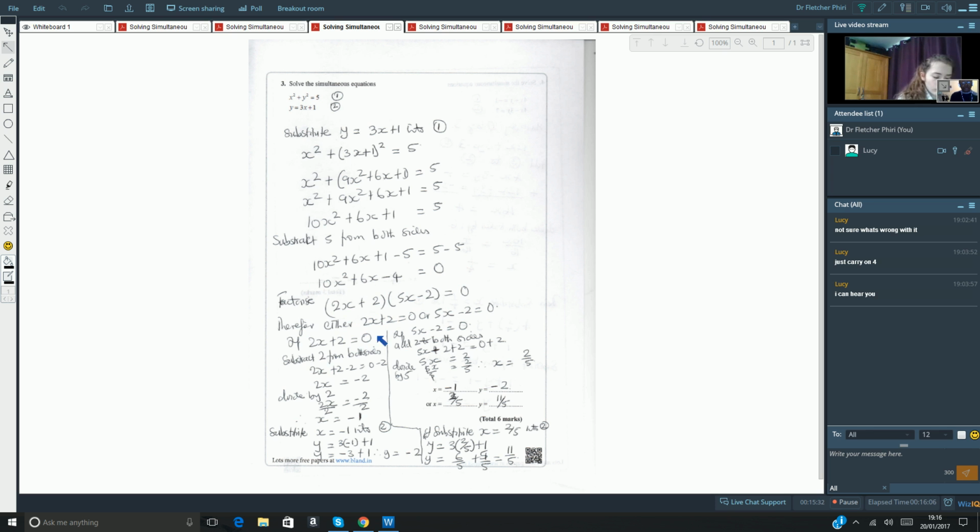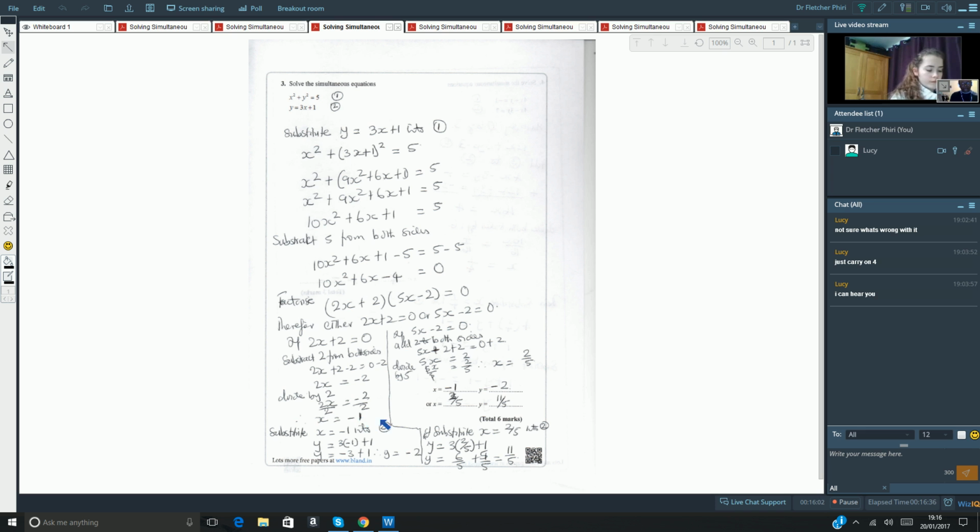Now, I will start with this one. If 2x plus 2 is equal to 0, then I subtract 2 from either side, so I'm going to have 2x plus 2 take away 2 is equal to 0 take away 2. This cancels out, and it gives me 2x is equal to minus 2. Then I divide both sides by 2. So 2x divided by 2 is equal to minus 2 divided by 2. That will give me x on this side, and this side will give me minus 1.